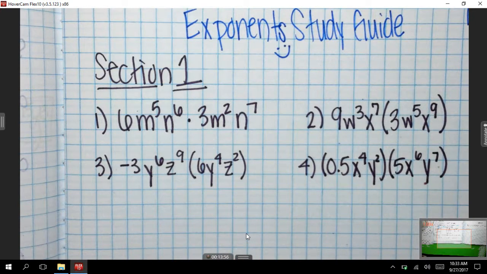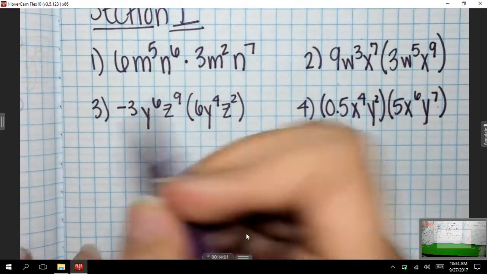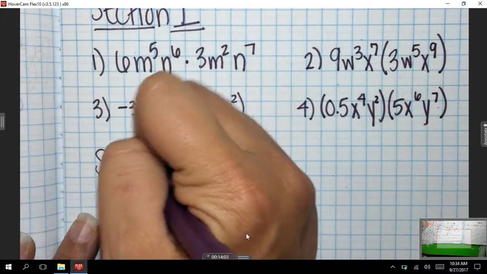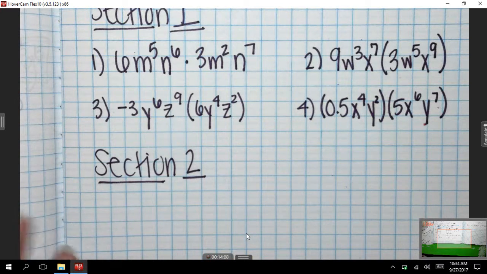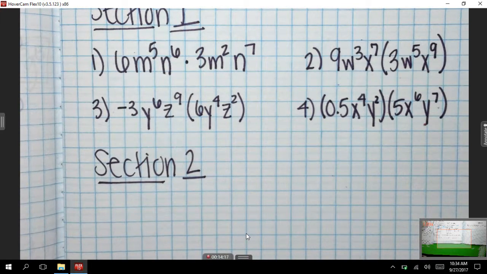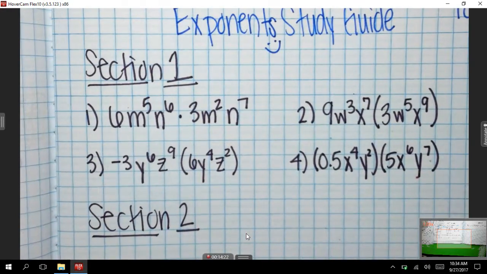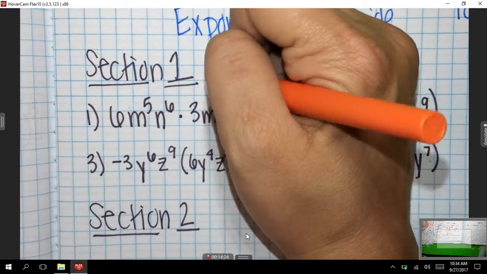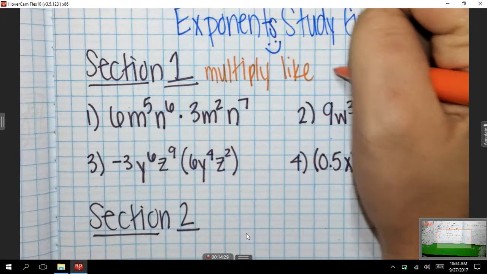All right, that's section 1. So what are we doing in section 1? Because your unit learning target says I can identify and execute properties of exponents. So what are we doing here? Multiplying like bases. Should we add that beside section 1? Awesome. Can anybody tell me what we do when we multiply like bases? Add the exponents.